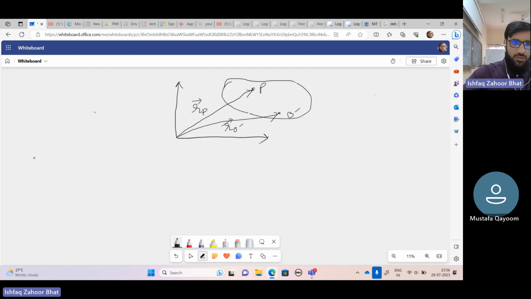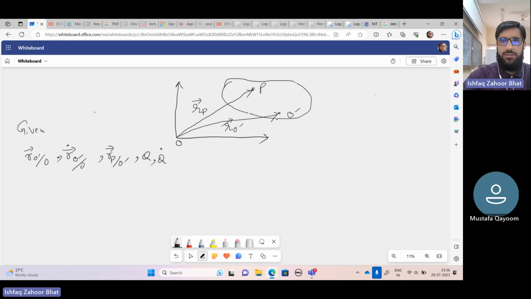So the question is that, given R O dash with respect to O, and R P with respect to O dash, theta and theta dot. So basically, let's assume that this body is at an angular position. Let's consider a frame attached to this. I will elaborate this, but for this point of time, let us assume that we have a frame like this and it has rotated by theta.